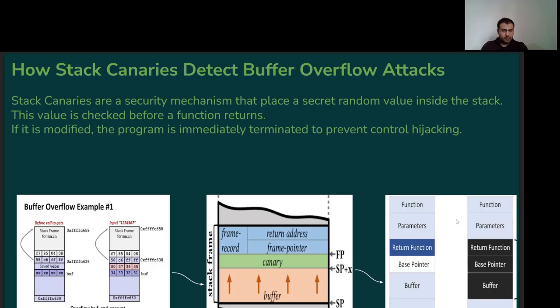When we move to the last image at the bottom, on the left side, we see the stack before the attack. Everything is in the correct place. The buffer contains normal data and the return address is saved. On the right side, we see the stack after the attack.